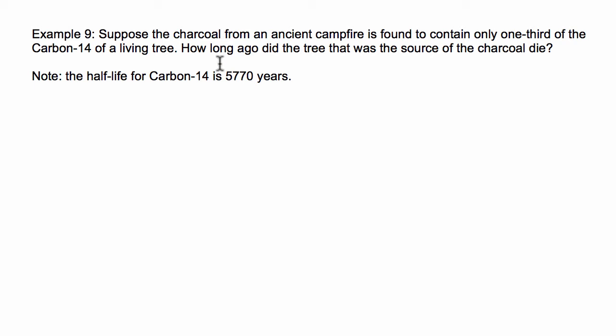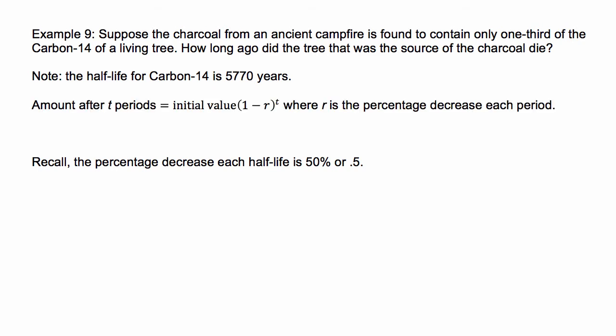In this example, the amount of carbon-14 found in the charcoal is the dependent variable, while time is the independent variable. Recall, the percentage decrease each half-life is 50% or 0.5. Since there's a constant percentage decrease, this is an example of exponential decay. And the form for the formula for exponential decay is as follows. Amount after t periods equals initial value times (1 minus r) to the t, where r is the percentage decrease each period.